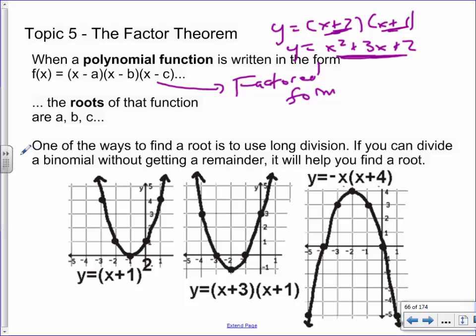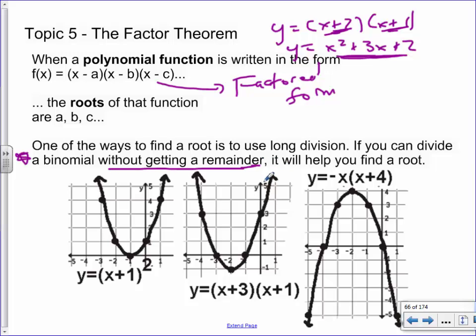Okay, here is why we did one of yesterday's things here. One of the ways to try to find a root is to use long division. If you can divide a binomial without getting a remainder, it must be a root. So that one more time. If you wanted to try to find a root of some sort of big, long thing here, what you could do is do long division. However, there's one little thing here. You have to not get a remainder. And that's pretty rare.